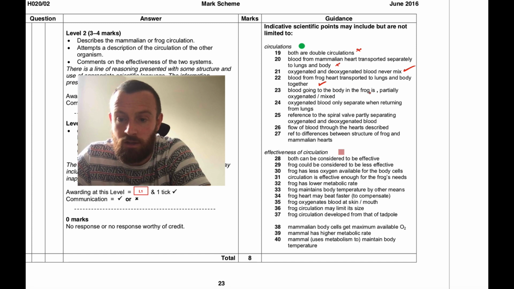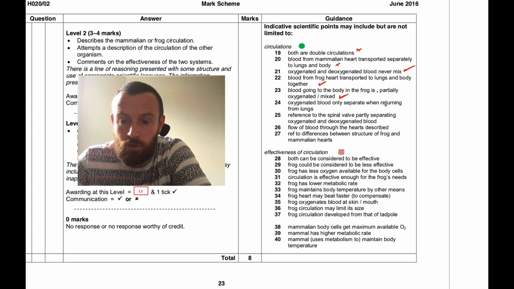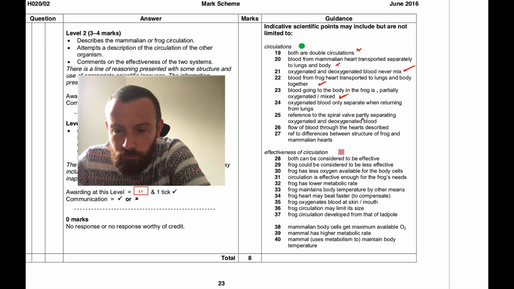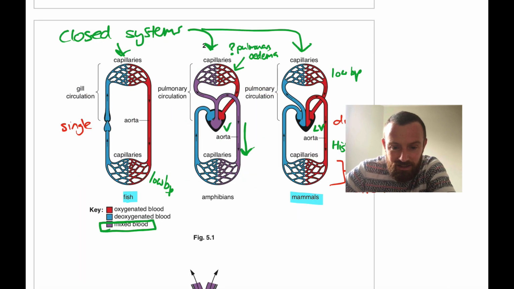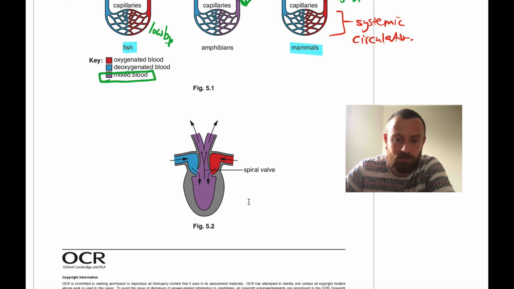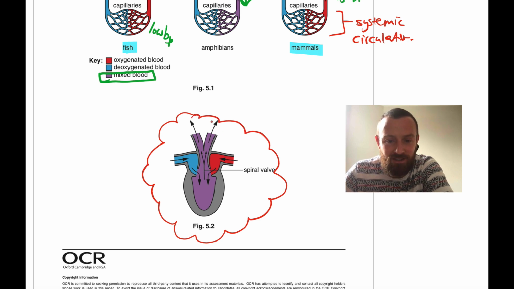Blood going to the body in the frog is partially oxygenated. I talked about that. Oxygenated blood only separate when returning from lungs. I didn't mention that. Reference to the spiral valve. Didn't talk about that. Where's the spiral valve? Oh, duh. I didn't look at this part. There's a massive error, isn't it? I didn't look at this whole thing. So the spiral valve partially separates oxygenated and deoxygenated blood. Interesting. Didn't notice that at all because I didn't scroll down.